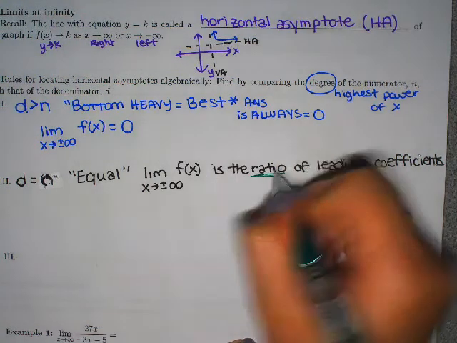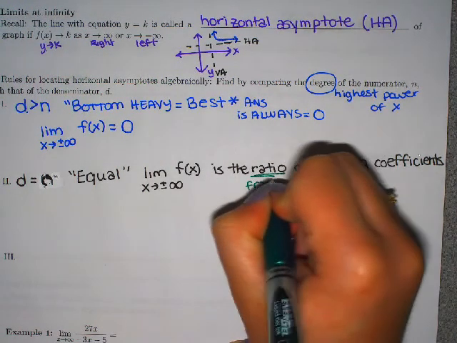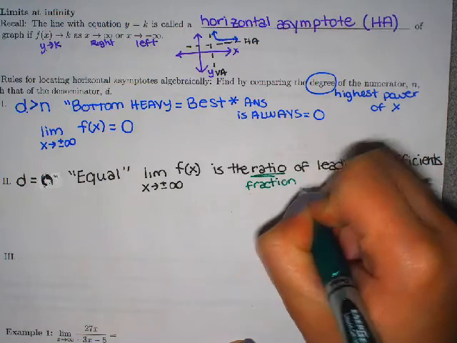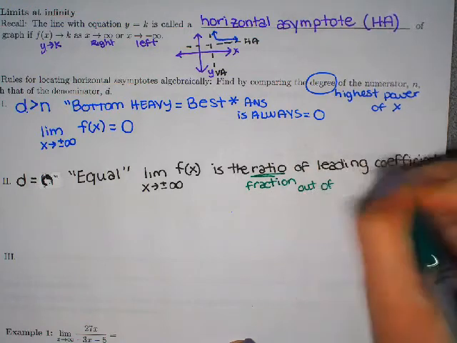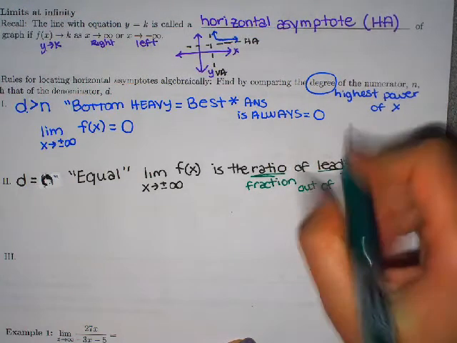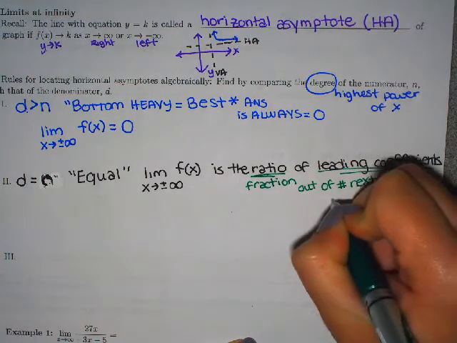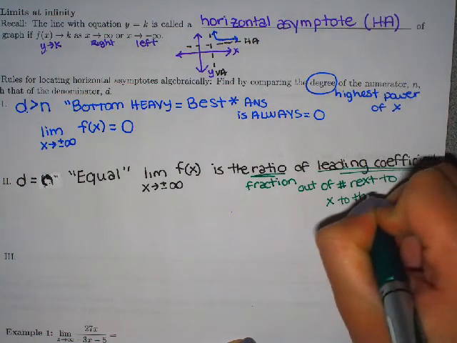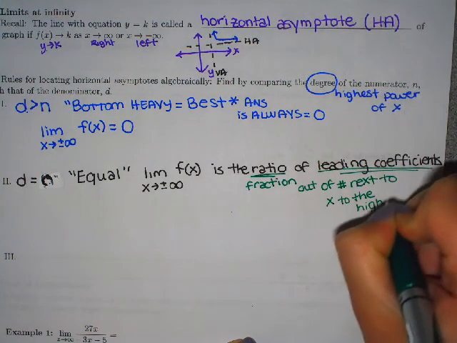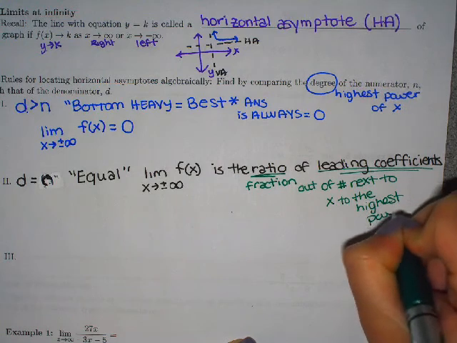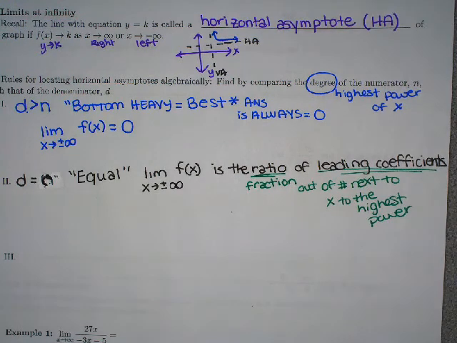So I want to be able to circle these words for you. Ratio means we're going to make a fraction out of the leading coefficients, which is the number next to x to the highest power. Reviewing what a leading coefficient is. If you have 5x to the 4th and 4 is the degree, then the leading coefficient would just be the 5 in front of it.